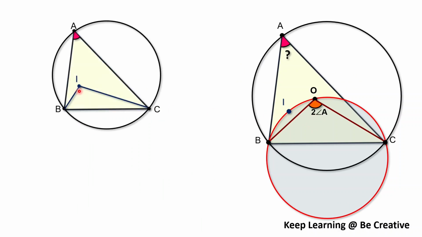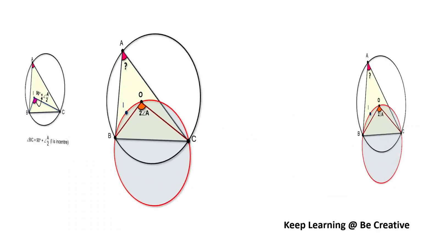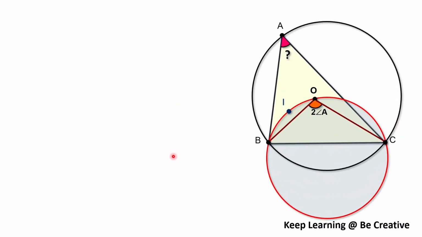Now let us understand about this point I. I is the incenter of triangle ABC. That's why angle BIC will be 90 degrees plus half of angle A. This is the relation between angle BIC and angle BAC. You should remember all these relations. That will make solving this question very easy. So now in our diagram, if we mark this angle, this is angle BIC. This will be 90 degrees plus half of angle A.